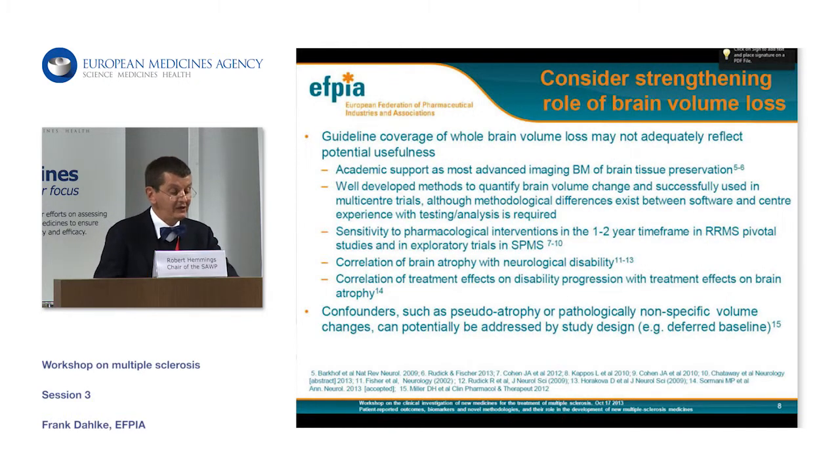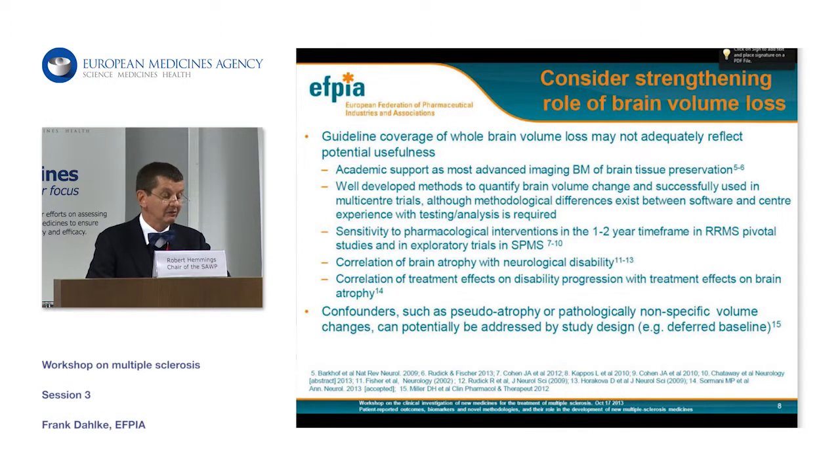We do, however, feel that that probably is a little bit too limited, and we would ask to consider whether at least whole brain volume loss as an MRI outcome could be better reflected for its potential usefulness in drug development, and exactly in the space of neuroprotection and areas outside of inflammation. The reason why we believe so is that there is, on the one hand, relatively relevant academic support that this may be the most advanced imaging biomarker covering brain tissue preservation.